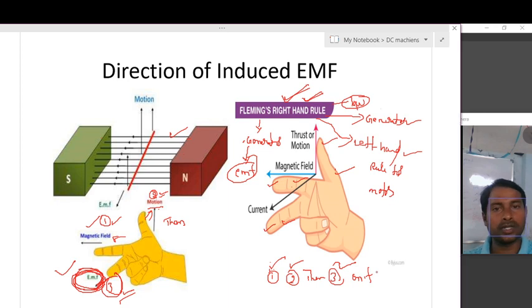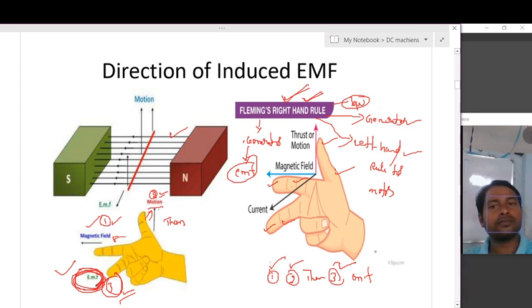So we should not express these three fingers in a random direction or a random sequence. We should express them in a sequence. First the magnetic field and then motion. Then only the induced EMF exists in the middle finger. That's why we should express it in this way.